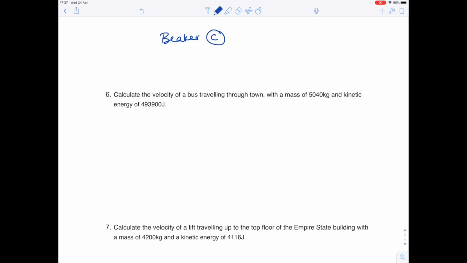Calculate the velocity of a bus travelling through town with a mass of 5,040 kilograms and a kinetic energy of... Let's identify what we have: velocity, mass and kinetic energy.